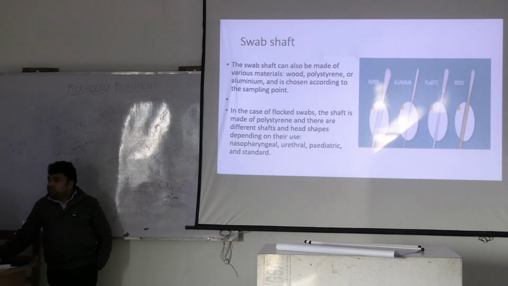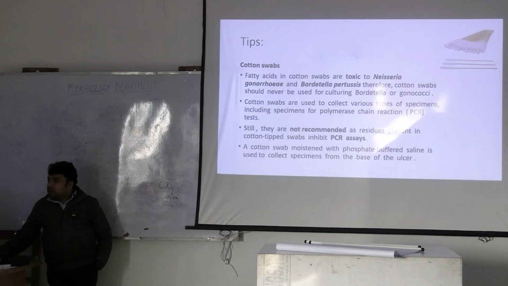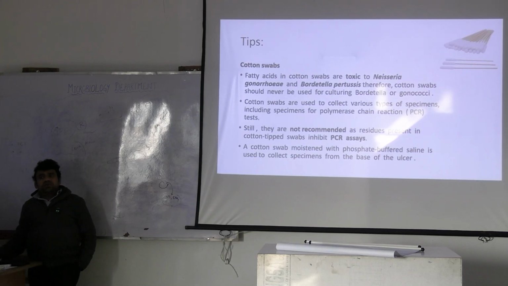Now why are these important? Because cotton swabs are very commonly used, but some organisms like Neisseria or Bordetella, if exposed to cotton fibers, they die. Again, if we are looking for molecular tests, cotton fibers will inhibit the molecular, that is the PCR reaction. So if you take a cotton swab for a sample, that means you cannot advise any molecular tests.